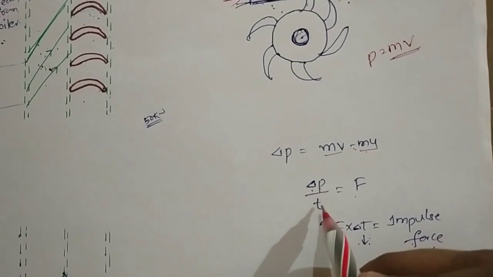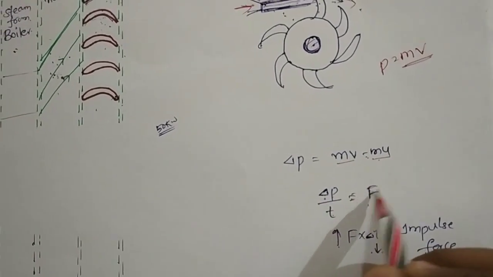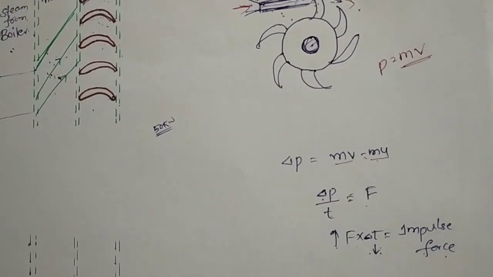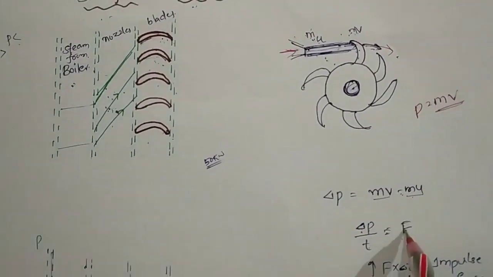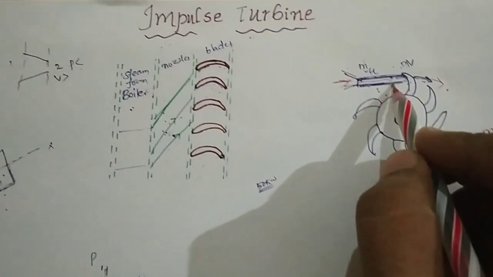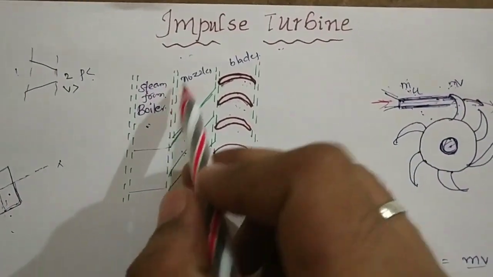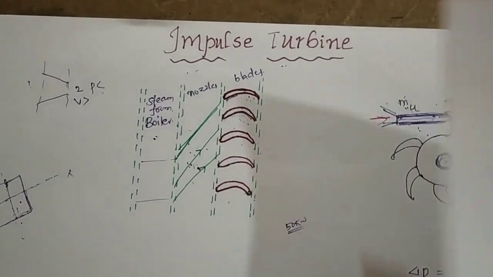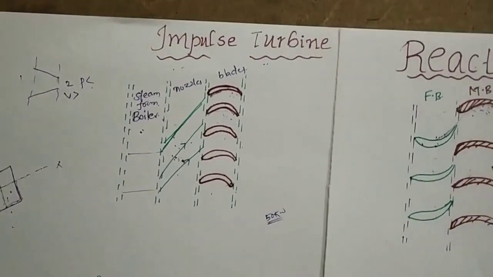Therefore, the change in momentum per given time is called force. This force is called impulse force. This is the force produced by the jet of steam as an impulse. Because of this impulse force only, the turbine rotates in the impulse turbine. That's why the turbine is named an impulse turbine.